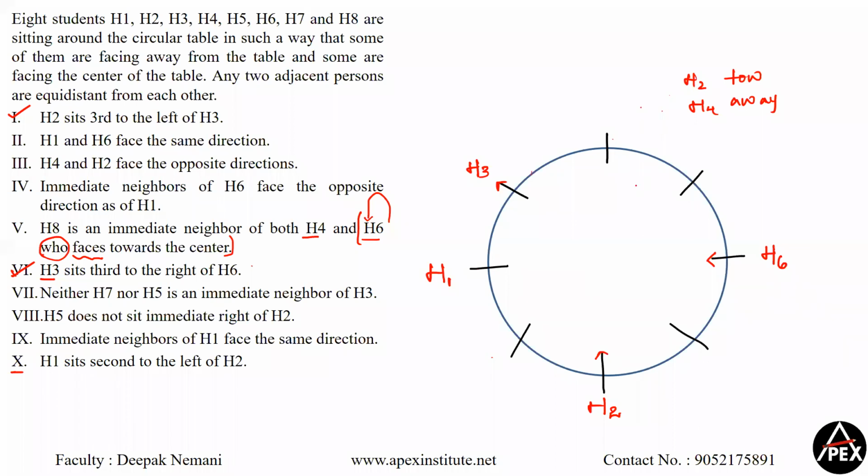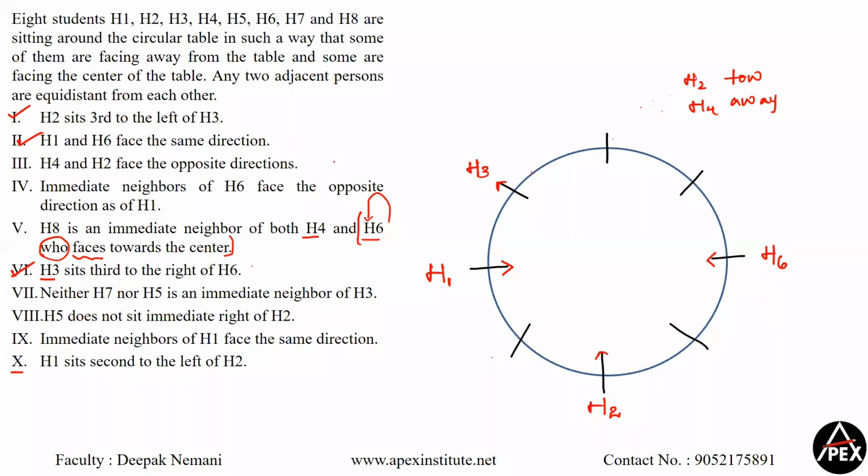From the remaining we can get H8 and H4, but you do not know where H8 can be. Okay, now we can determine the positions of H8 and H4. Now H1, what is the direction that H1 is facing? H1 and H6 face the same direction. H6 is facing towards the center, so H1 will also be facing towards the center.